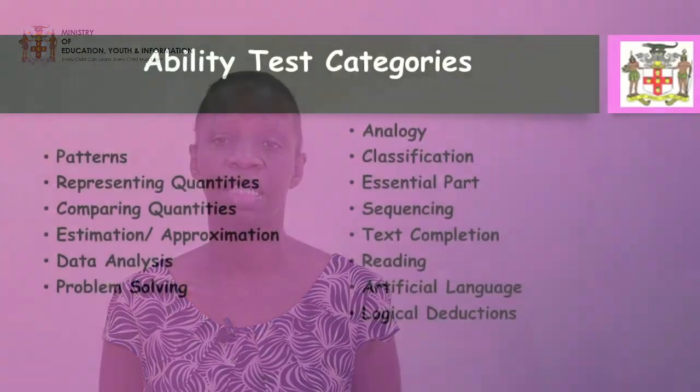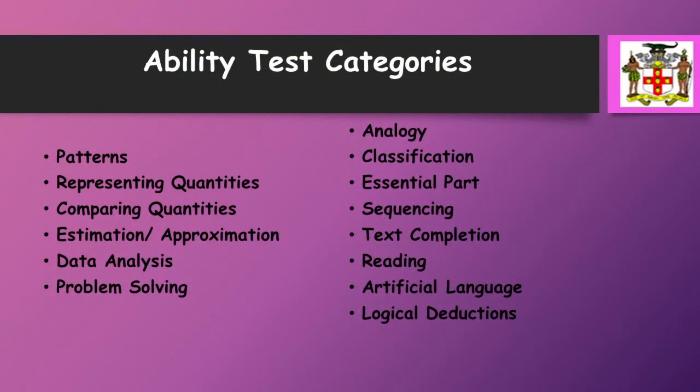Now, the ability test that you will be doing will be testing your skills in quantitative and verbal reasoning. Some of the things that you will come across include use of patterns, comparing quantities, estimations, and analyzing data. For verbal reasoning, you may be asked to complete a text, read to ensure that you're understanding a passage that is given, and of course, make logical deductions. So, let's get into our first question.